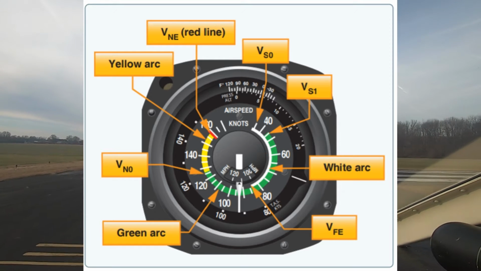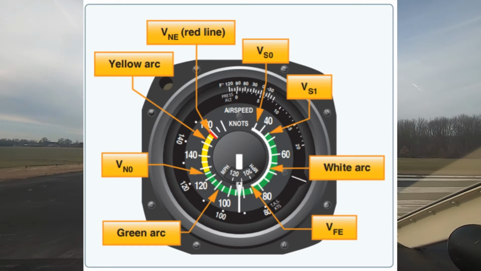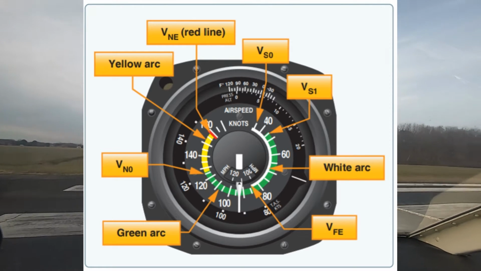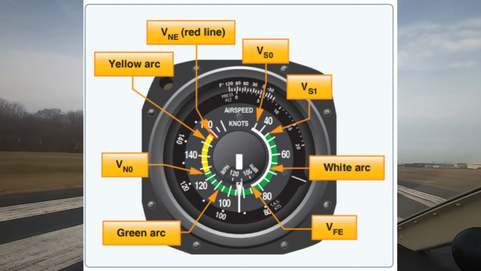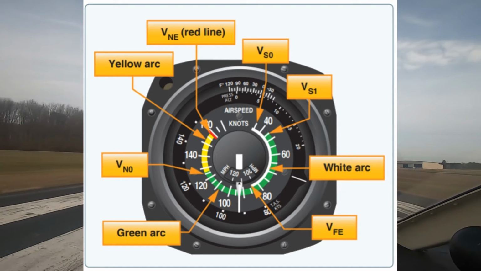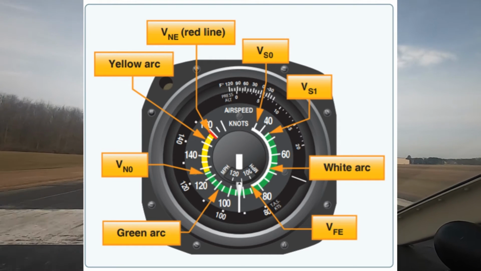So on the top right, low speed, we see a white arc. This is the flap operating range. This speed range is okay to operate the flaps. Next is the green arc. This is the normal operating speed for the aircraft, so most of your flight will be in this arc here.